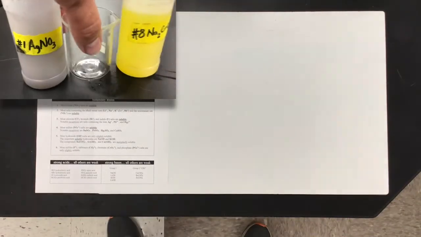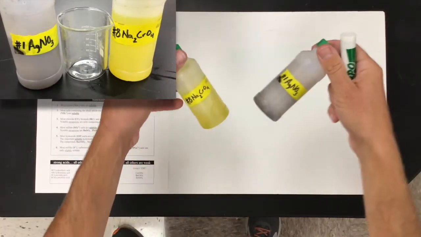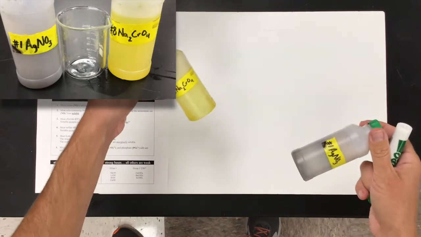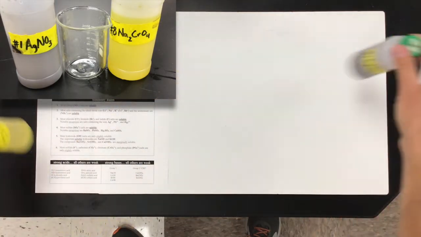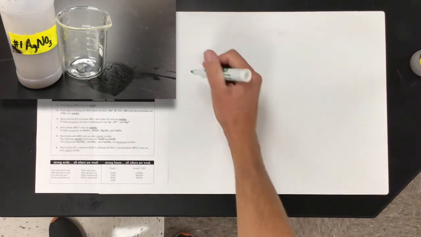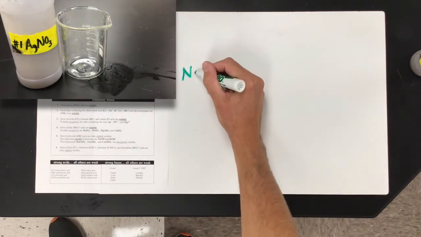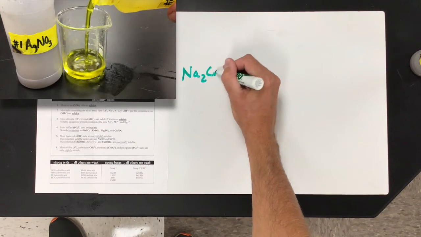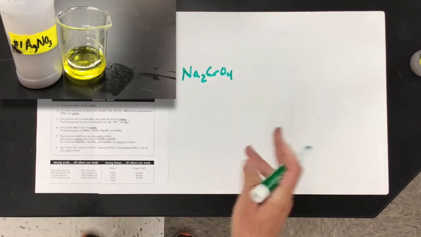Okay, let's take a look at the reaction between these two. So you have sodium chromate and you have silver nitrate. Let's write it out. We have our solubility rules right here. So I have my sodium chromate. All right, let's talk about it.